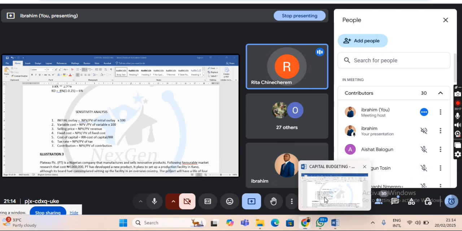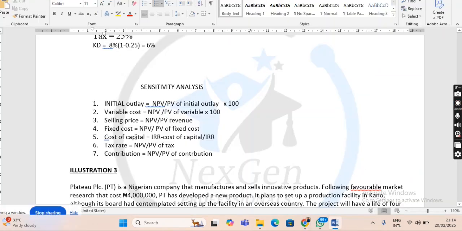This formula you give us on the cost of capital is how to determine the sensitivity analysis. That is the internal rate of return, IRR, minus the cost of capital, all over IRR. When you get your positive or negative NPV, you minus it from your weighted average cost of capital, divided by the internal rate of return, and you have it.